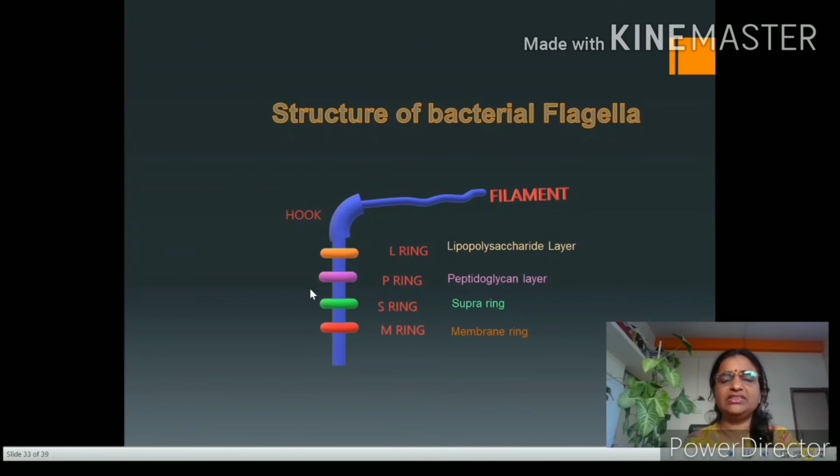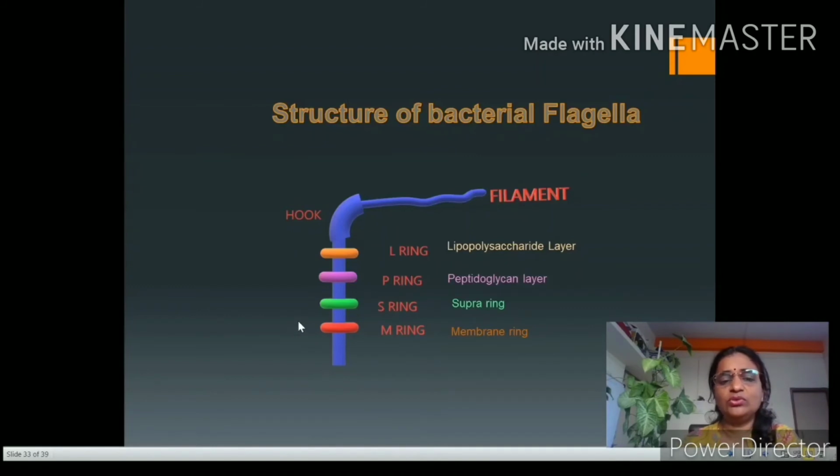Now let us see what this basal body is. This basal body consists of a central rod inserted into a system of 4 rings. These rings are the L, P, S and M rings. We have to remember that these 4 rings, L, P, S and M, are present only in the case of gram negative bacterial cells. They are absent in gram positive.